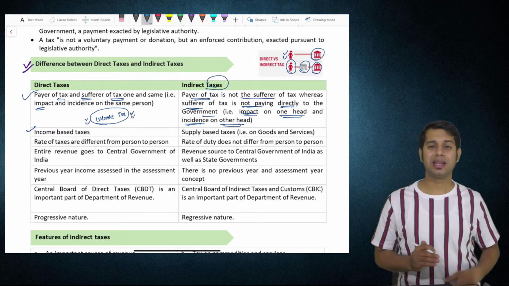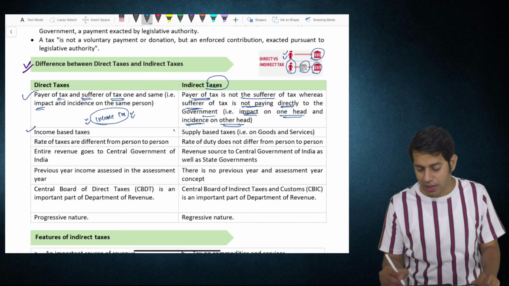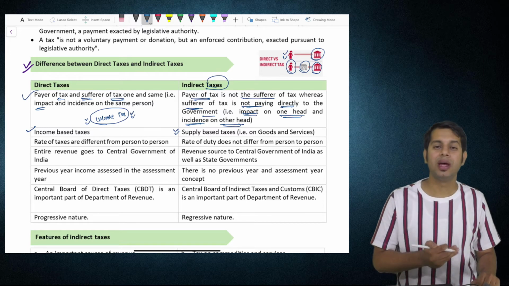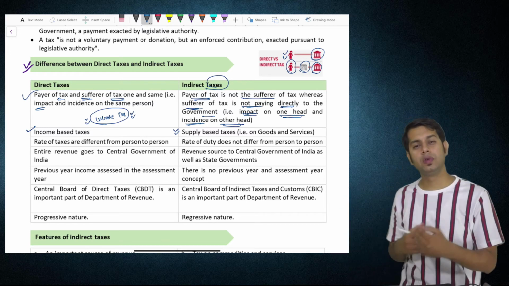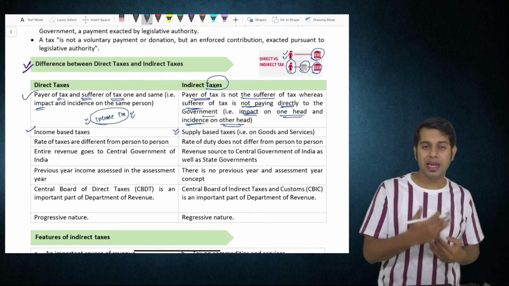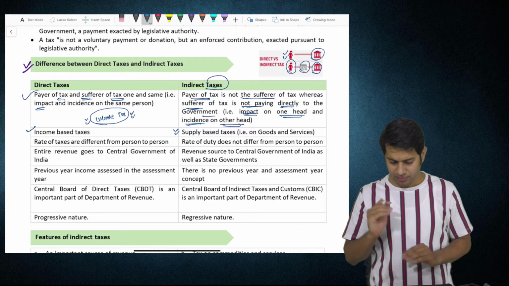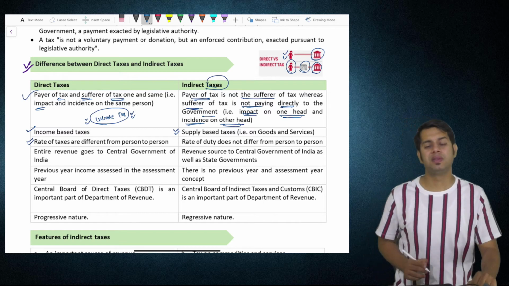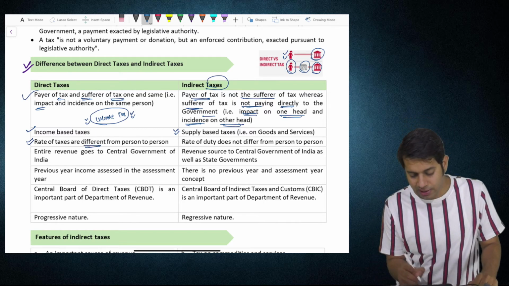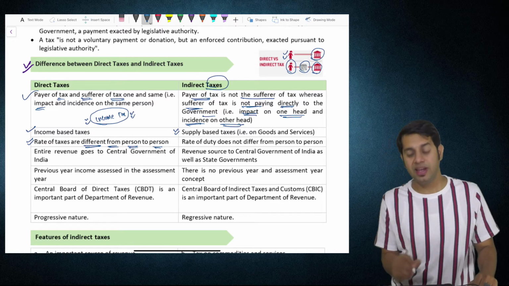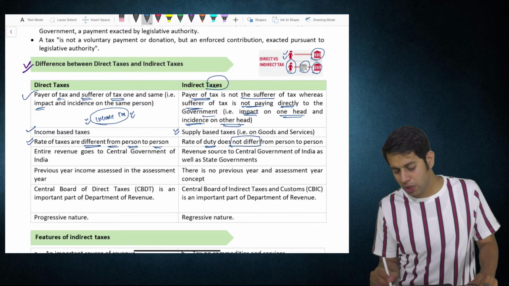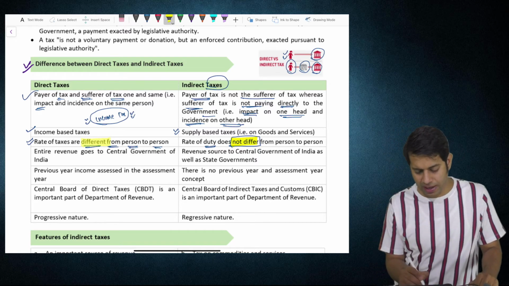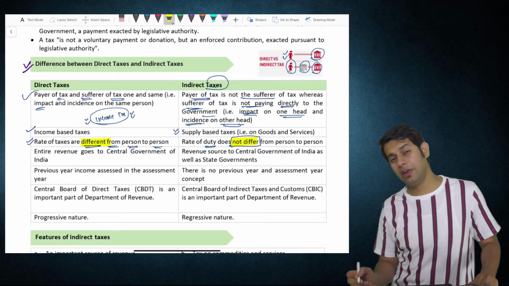In case of direct taxes, the taxes are based on income, whereas indirect taxes are on commodities. It is on goods or services. If you supply any goods, if you provide any services, then the indirect tax is required to be paid by you. The rate of direct tax differs from person to person, whereas the rate of indirect tax does not differ from person to person. The rate of direct taxes can be different from person to person.